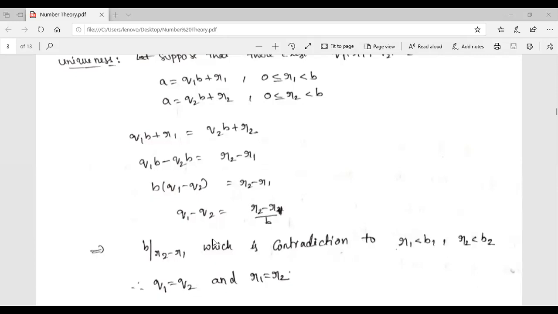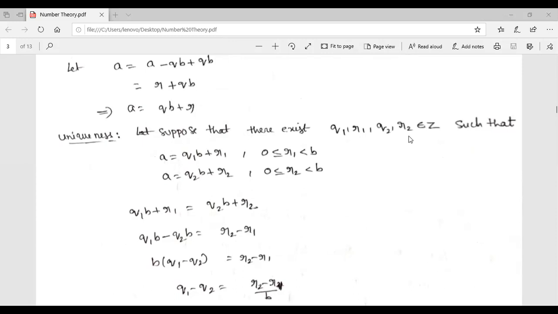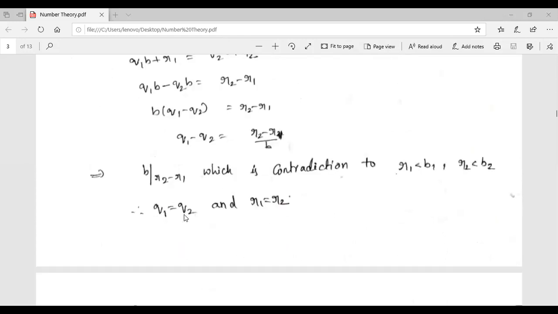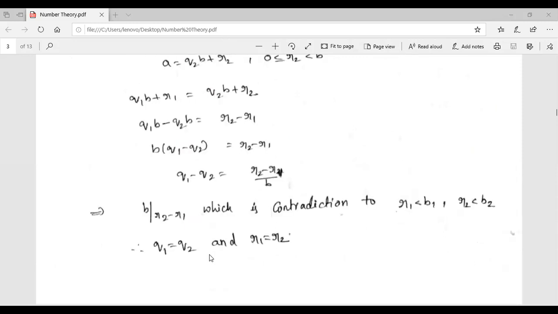This contradiction exists because we took q1, r1 and q2, r2 as different elements in Z, but these are equal elements. q1 is equal to q2 and r1 is equal to r2. So it proves the uniqueness of the element.